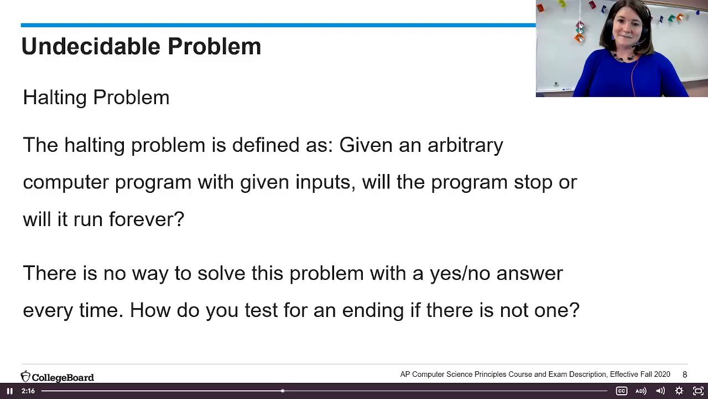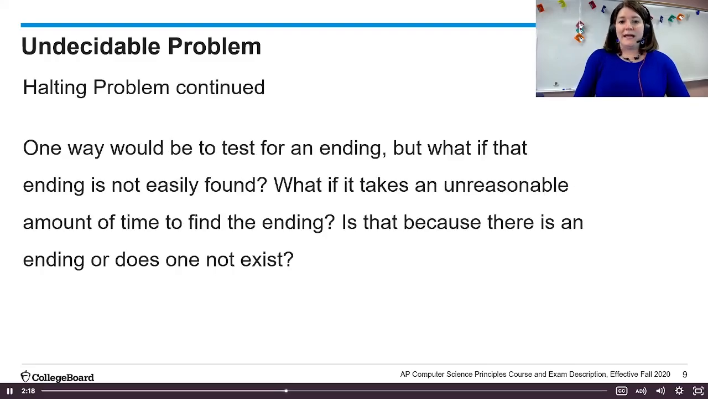There is no ending. One way would be to test for an ending. But what if that ending is not easily found? What if it takes an unreasonable amount of time to find the ending? So if we have a program that actually does end, but the ending takes way too long because the program runs for an unreasonable amount of time, is that because there's an end or does one not exist? So it is difficult to determine because of the unreasonable amount of time.